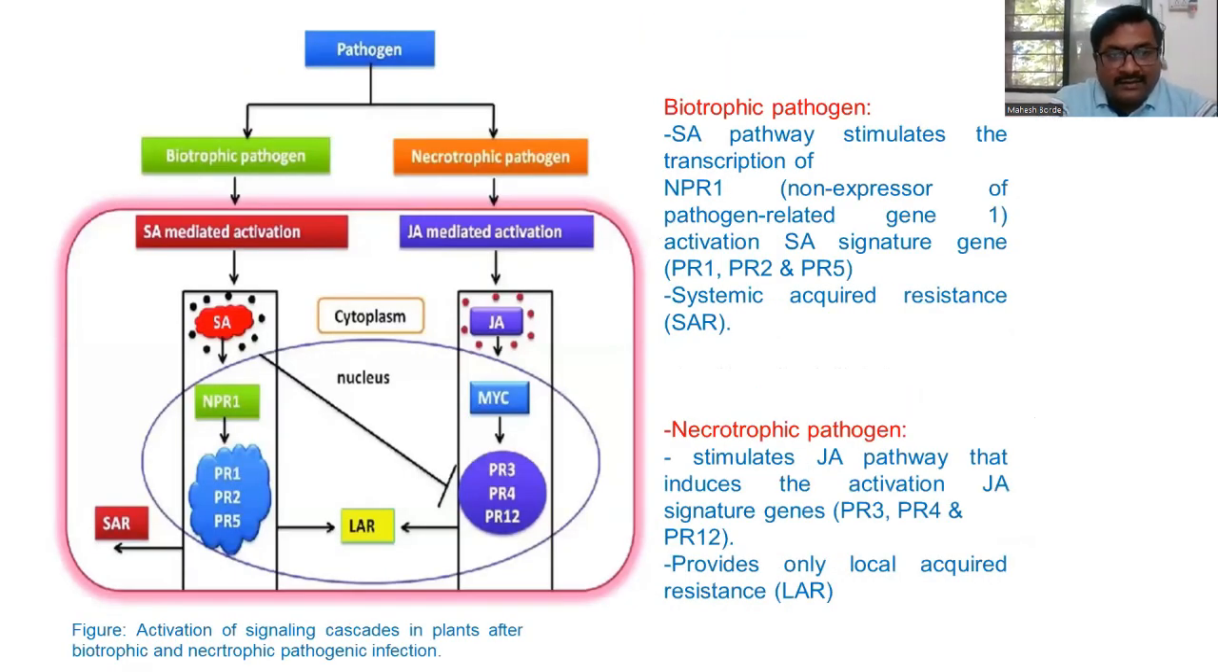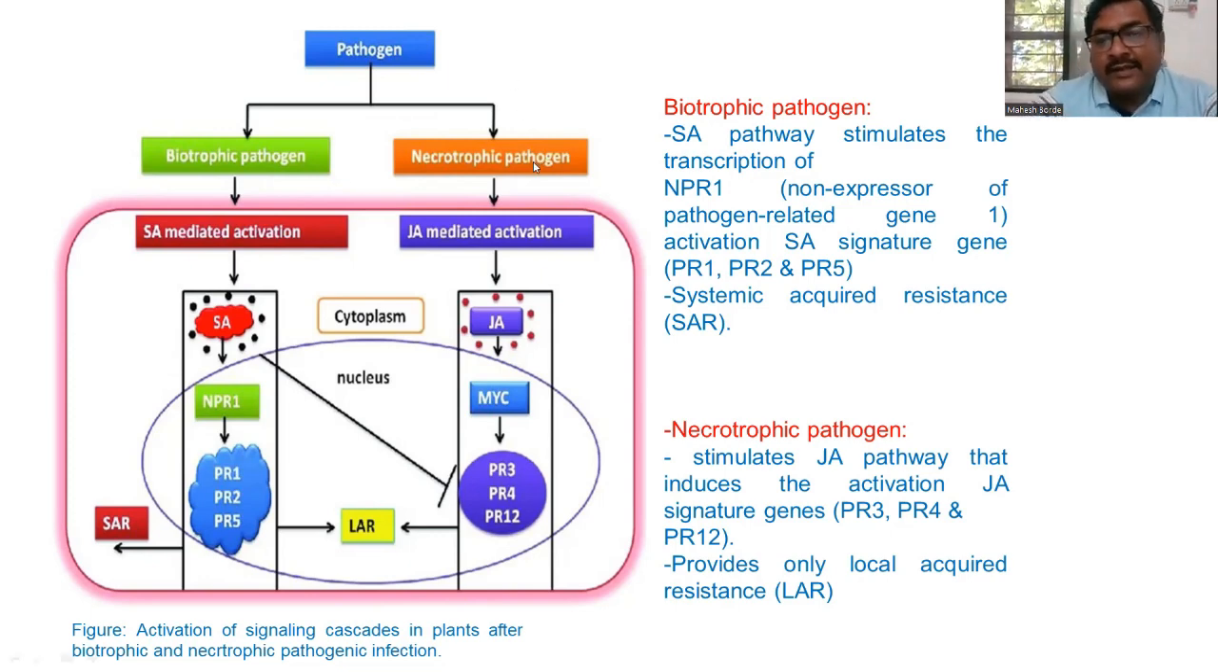So you can see, I'm just giving one or two examples of biotrophic pathogens and necrotrophic pathogens. In biotrophic pathogens, they infect the plant, which activates the salicylic acid mediated defense line. So there will be increased production of salicylic acid, which leads to expression of one gene, that is NPR, non-expressor of pathogenesis related genes, which mostly produce some PR proteins like PR1, PR2, PR5, that is pathogenesis related proteins, and which are mostly responsible for inducing the systemic acquired resistance.